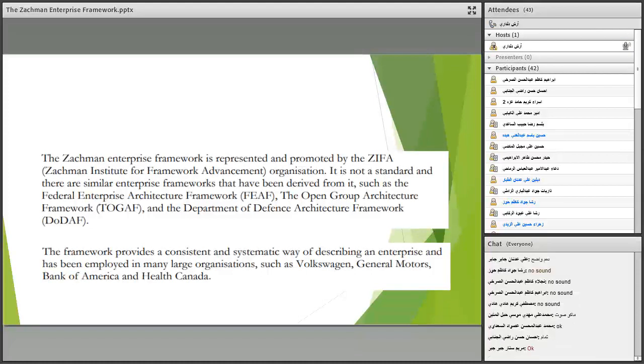As I said, the ZIFA organization, ZIFA stands for Zachman Institute for Framework Advancement. As I said, the ZIFA organization was established by John Zachman.